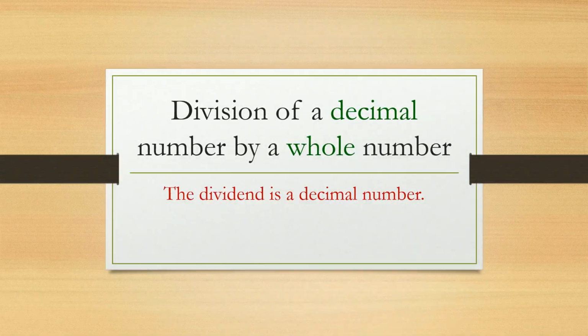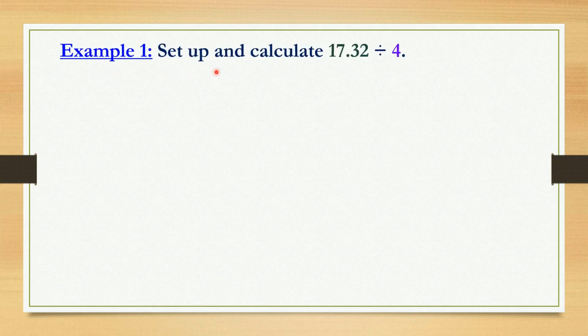Hello students, in this video we are going to learn division of a decimal number by a whole number where the dividend is a decimal number. Let's start with example 1. Set up and calculate 17.32 divided by 4. Let's remember 17.32 is the dividend and 4 is the divisor.